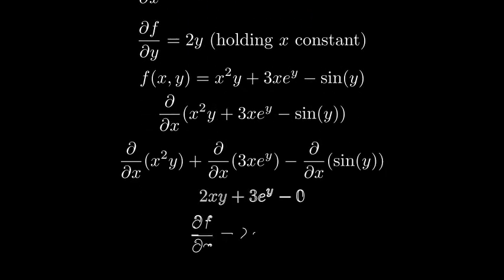First, the derivative of x squared times y with respect to x is 2x times y. The derivative of 3x times e to the y with respect to x is just 3 times e to the y, since e to the y is constant. And the derivative of negative sine of y with respect to x is 0, since it only contains y. So, the partial derivative of f with respect to x equals 2xy plus 3e to the y.